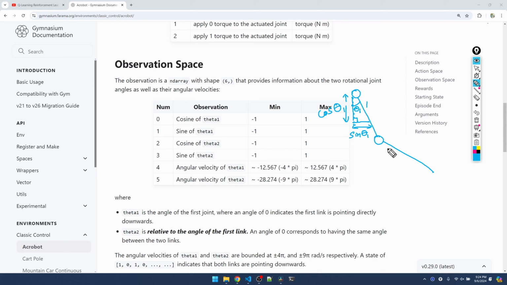And then theta 2 is relative to the first joint. That's what it says right here. And this is theta 2. Again, we'll form a right triangle. Here is cosine of theta 2, and here is sine of theta 2. Number 4, we have the angular velocity of the first joint. And then number 5 is how fast this one is moving, how fast this one is spinning. This is your theta 2, number 5. Okay, so this is our observation space.